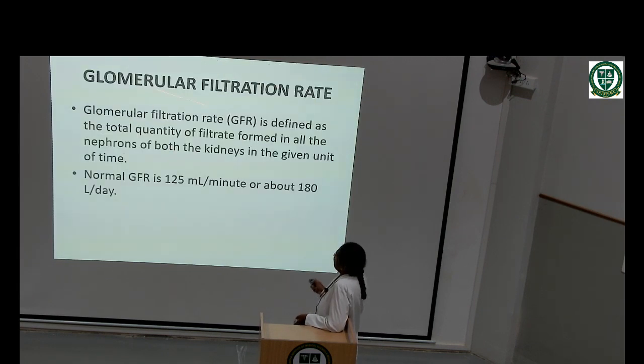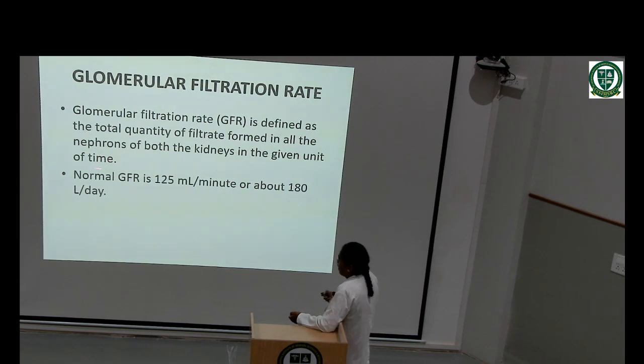Next is GFR. This can be asked for a 3 marks or a 5 mark question in your exams. GFR is defined as the total quantity of filtrate formed in all the nephrons of both the kidneys in the given unit time. I repeat, glomerular filtration rate is defined as the total quantity of filtrate formed in all the nephrons of both the kidneys in the given unit time. Normally, it is 125 ml per minute or 180 liters per day.